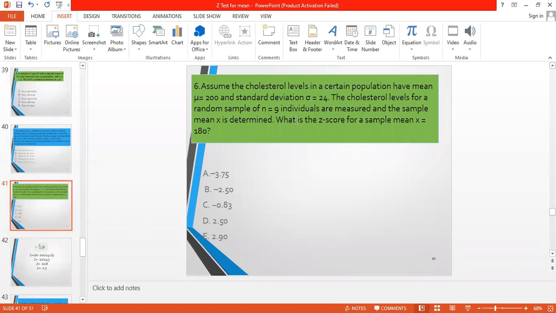Assume the cholesterol level in a certain population has a mean of 200 and a standard deviation of 24. The cholesterol level for a random sample of n equal to 9 individuals is measured and the sample mean X is determined. What is the Z score for the sample mean if the sample mean is 180? This is quite a mathematical problem. Any guess?